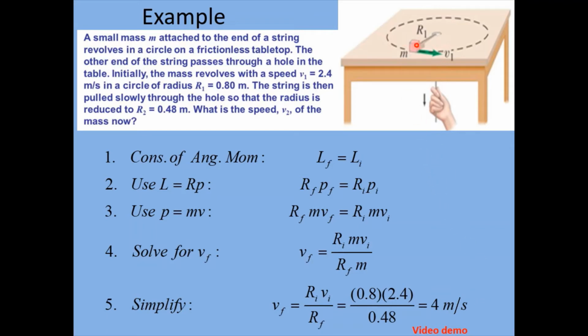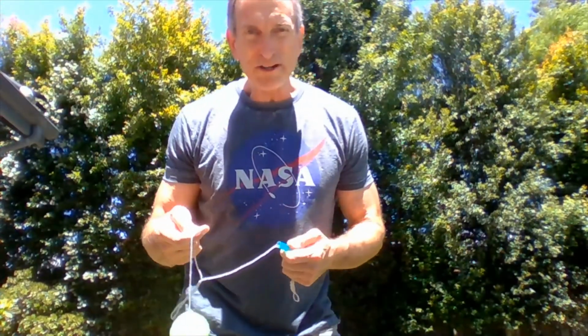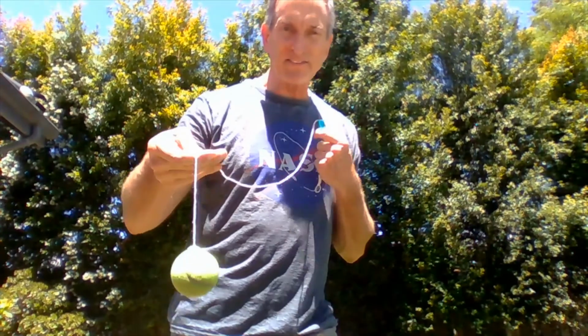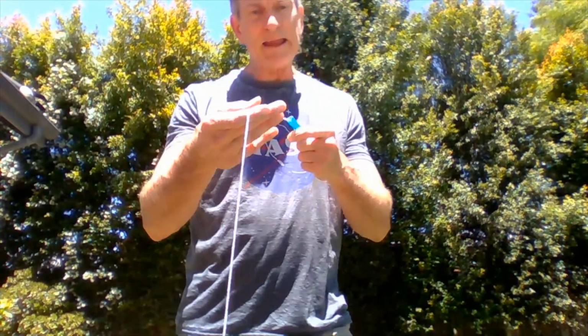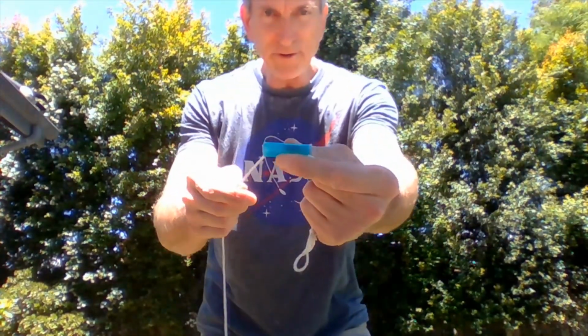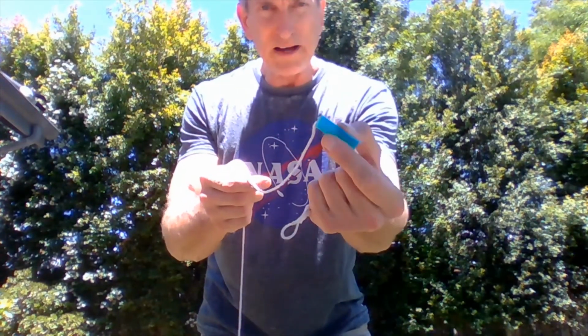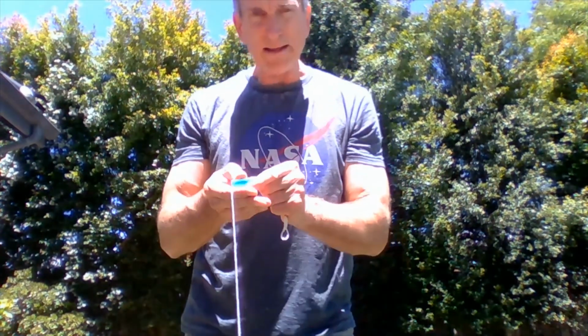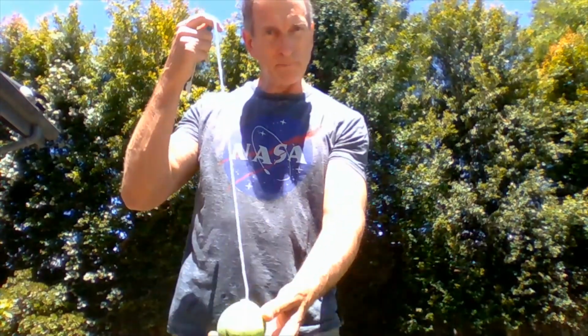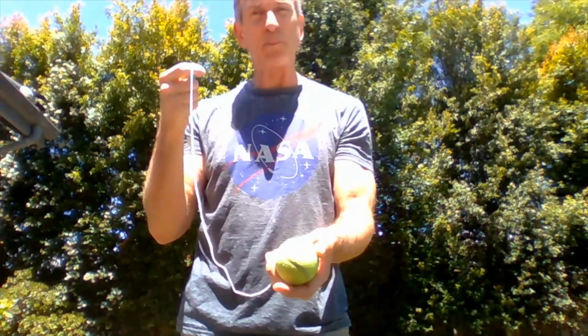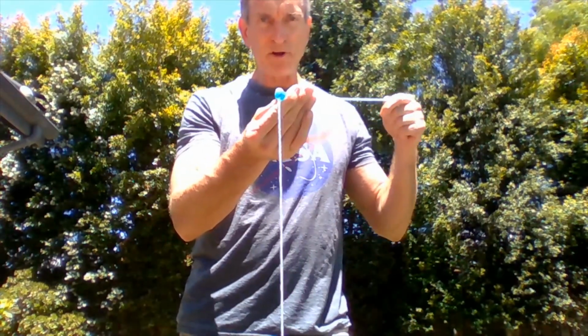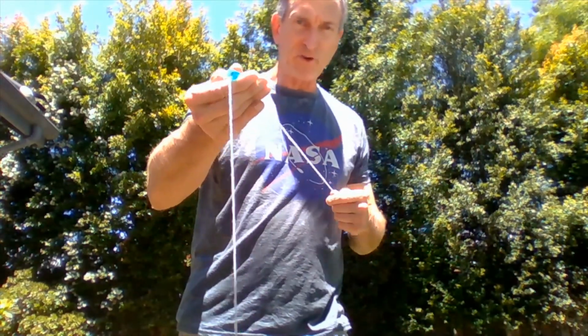Instead of doing this on a table, I'm actually going to do it in the air so that we can reduce friction completely. So we're going to do a little demonstration of conservation of angular momentum. I have a tennis ball with a string on it, and I've got the string passing through a little piece of tubing here. So what I can do is get some angular momentum started with the tennis ball rotating around my head, and then I'm going to shorten the string by pulling the string through the tubing.